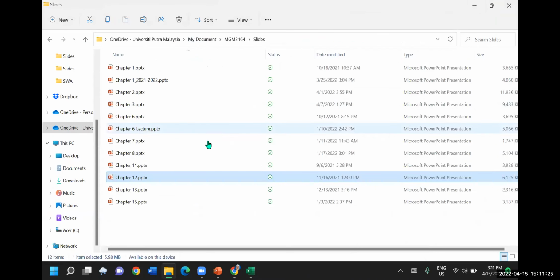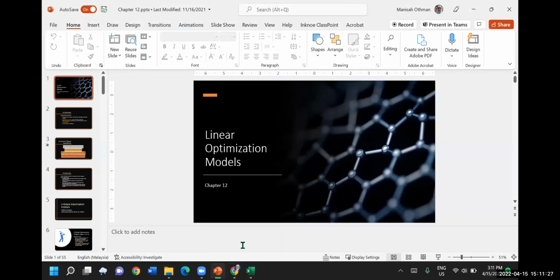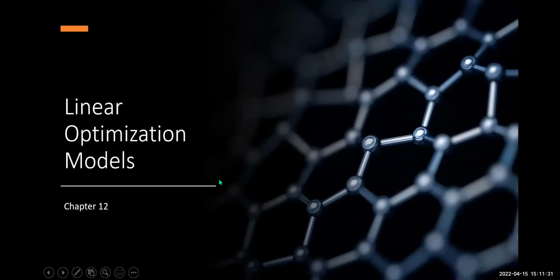So now we will continue with the next chapter, which is chapter 12. Chapter 12 is about linear optimization. This is more on how to make a good decision.